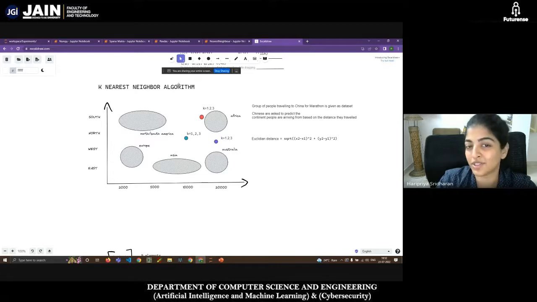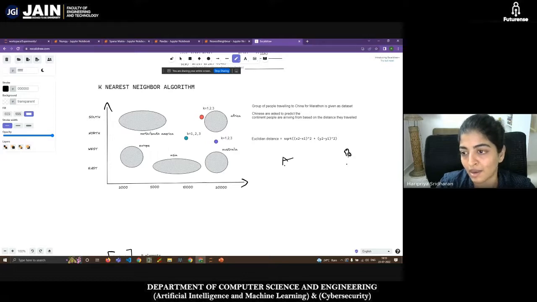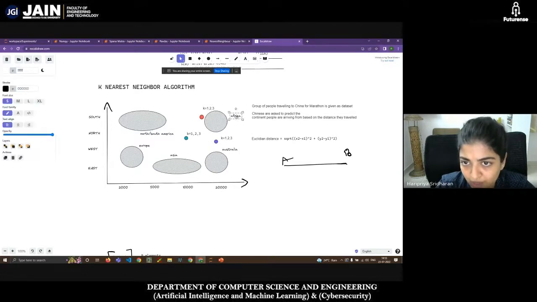So if this is the use case, then KNN is one good implementation for solving this problem. How K nearest neighbor works is that it uses the principle of Euclidean distance. Euclidean distance is, let's say you have two points, A and B, and you want to travel from A to B.